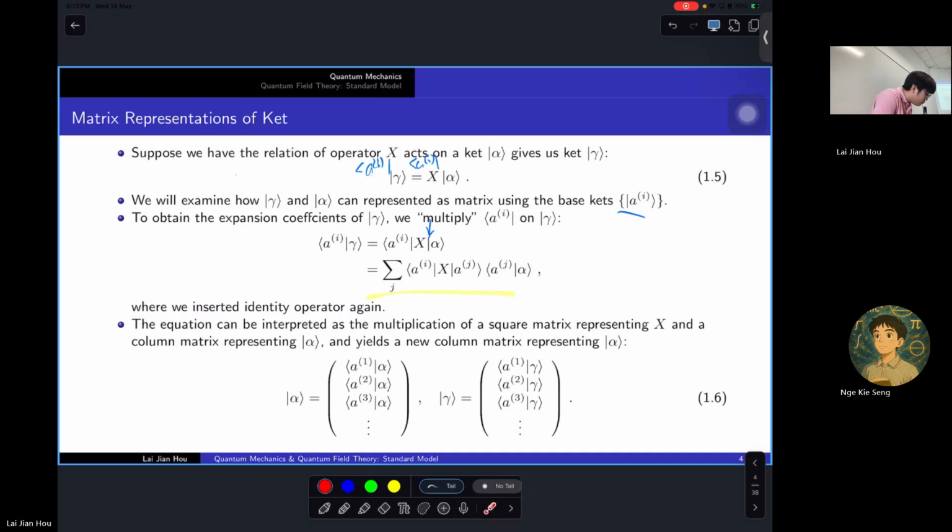So this can be seen as another matrix, which will have row 1, row 2, row 3, row 4. So it will be presented as a column matrix. And the same goes for the gamma ket. For the gamma ket, because the index i can run from 1 to n, we can also represent it as a column matrix.